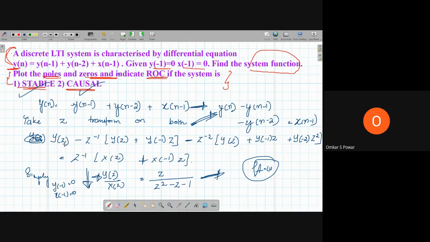For example, if you get the poles as 1.618 and minus 0.618, for stability, mod z should be greater than minus 0.618 and lesser than 1.618. And for causality, the condition is mod z greater than 1.618. So it's like that. Go back and see and solve the problem. It is again the repetition, get the answer.